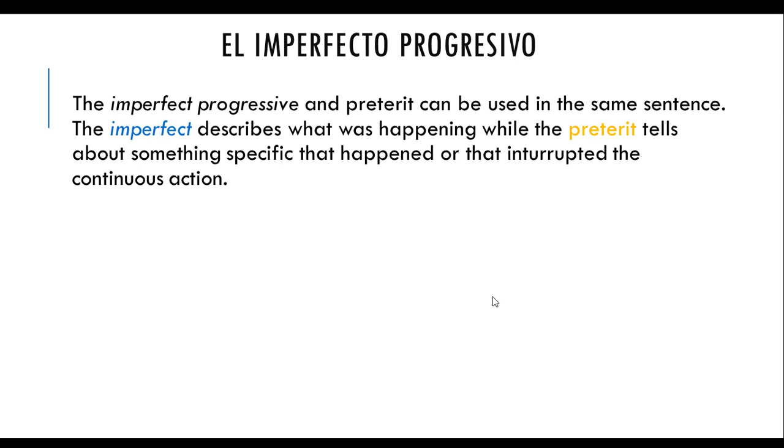So the imperfect progressive and the preterite can be used in the same sentence. The imperfect describes what was happening while the preterite tells about something specific that happened or that interrupted the continuous action. So here, yo estaba corriendo cuando tropecé. I was running when I fell. So in the imperfect progressive here, I was running, that's that continuous action, and then when I tripped. So I was running when I tripped. So then me tripping, that's a preterite, right? So that's what interrupted my running.